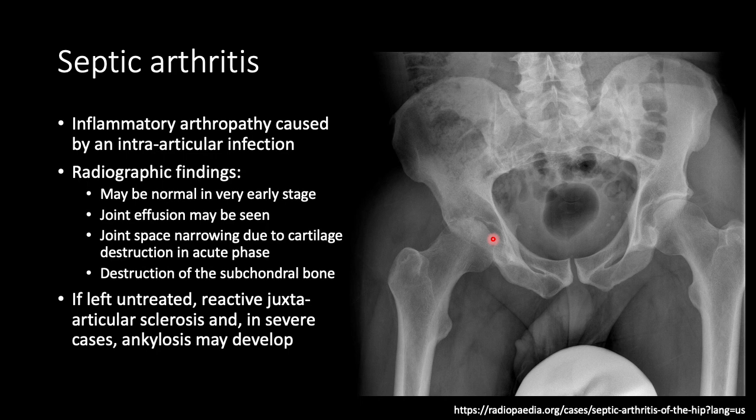Now, if you were given this radiograph without any clinical history, these features are pretty similar to the hip radiographs of osteoarthritis that we discussed earlier in this presentation. And this is why clinical history is key in differentiating between the different arthropathies.